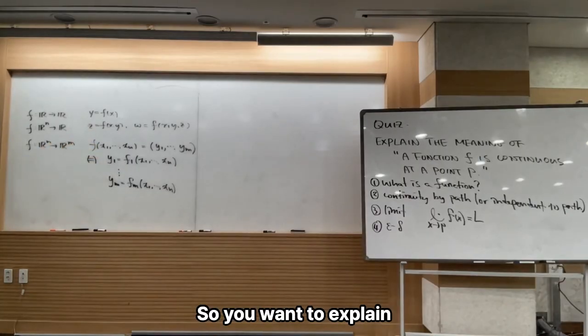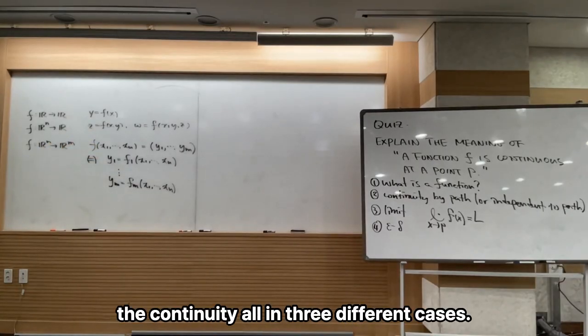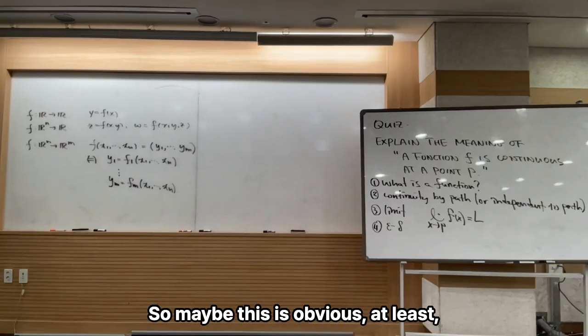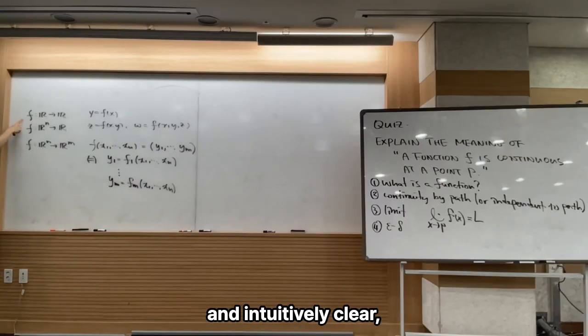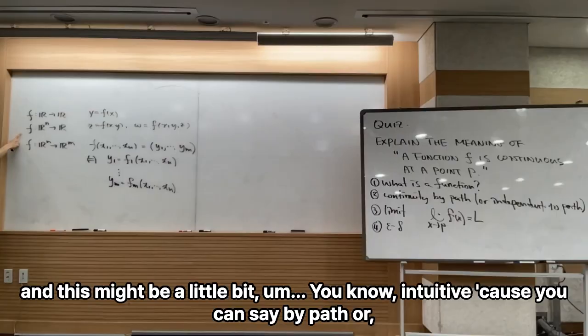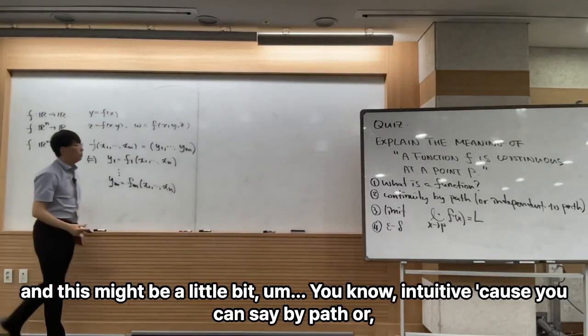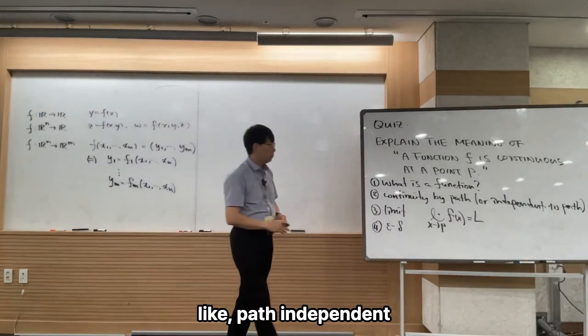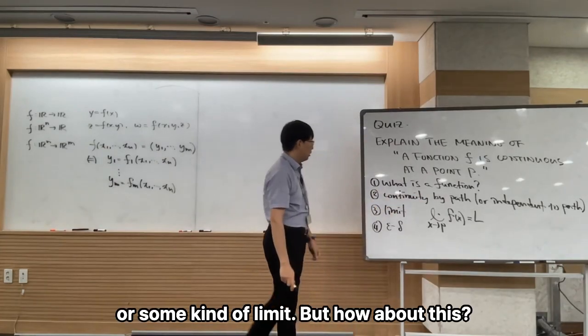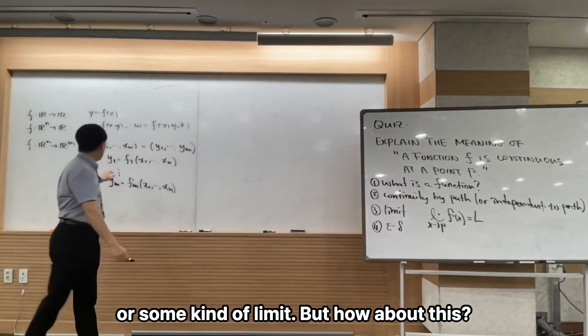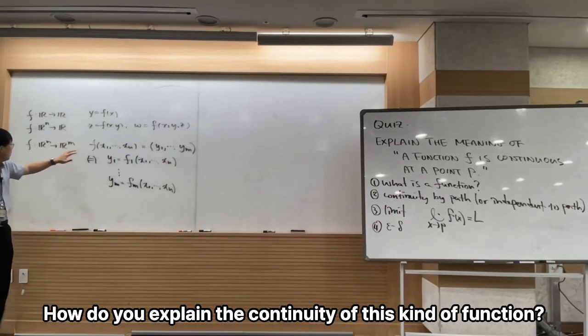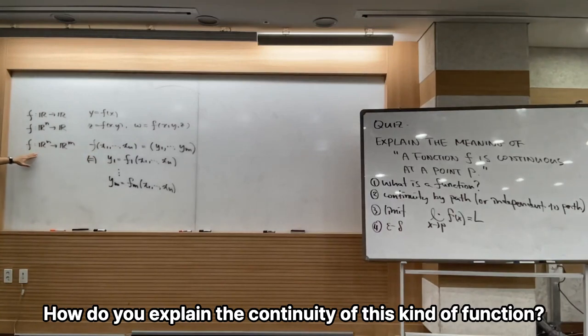So you want to explain the continuity in three different cases. Maybe this one is obvious, at least intuitively clear. And this might be a little bit intuitive, because you can say by path, or path independence, or some kind of limit. But how about this? How do you explain the continuity of this kind of function?